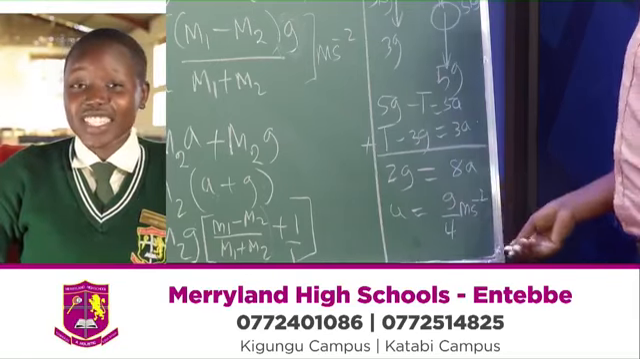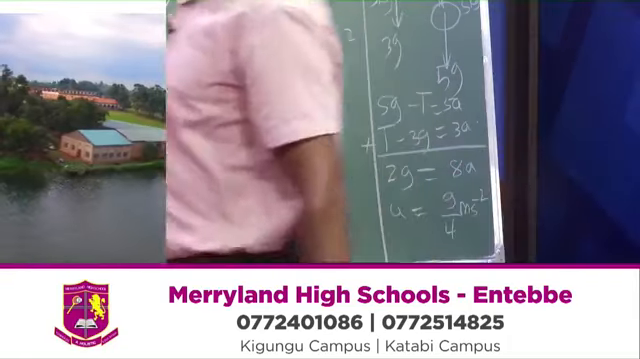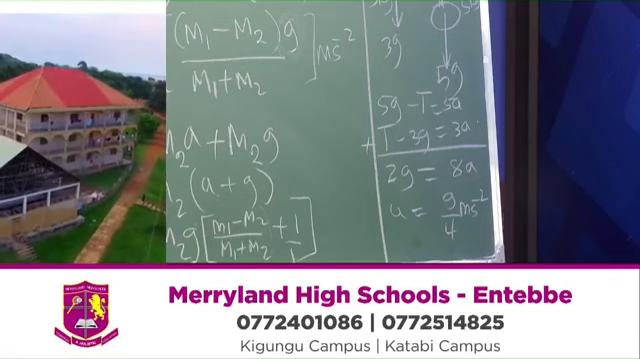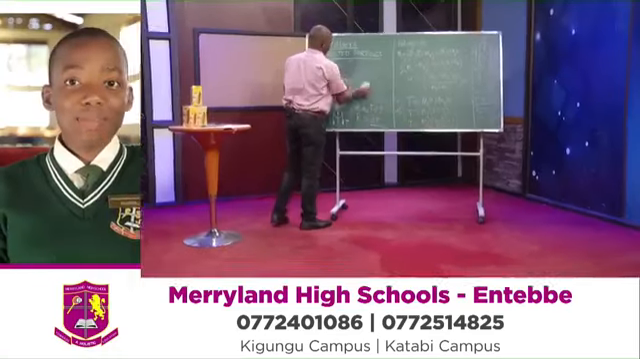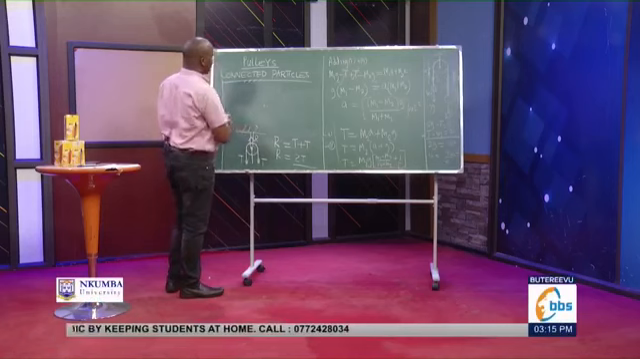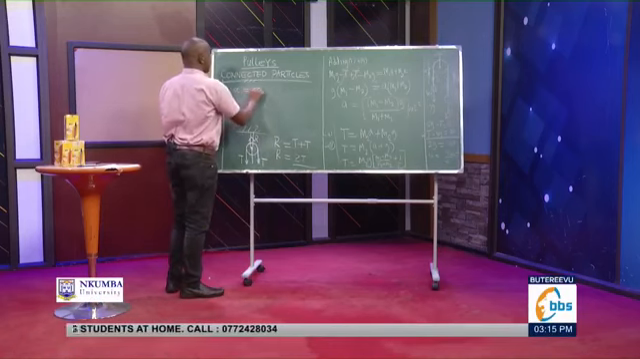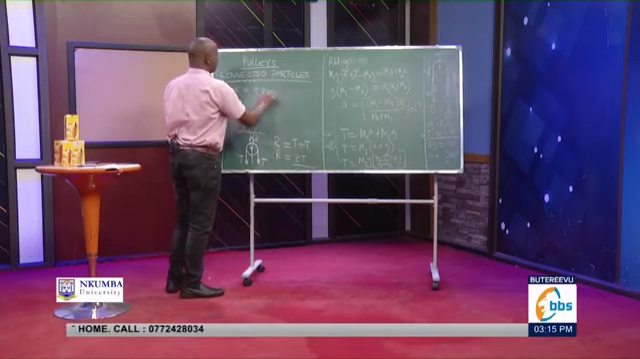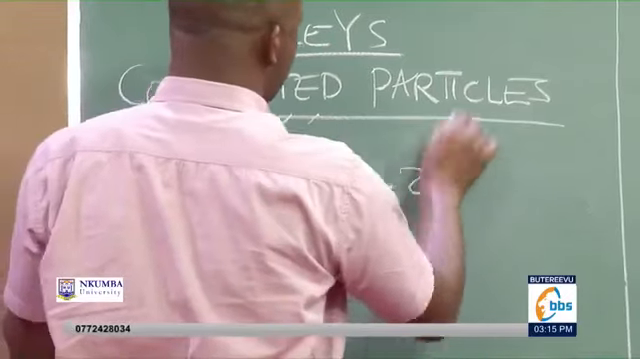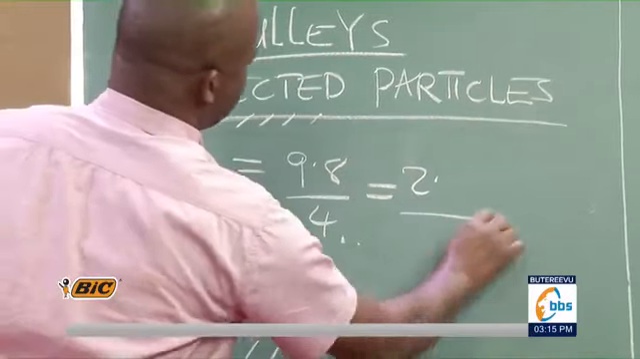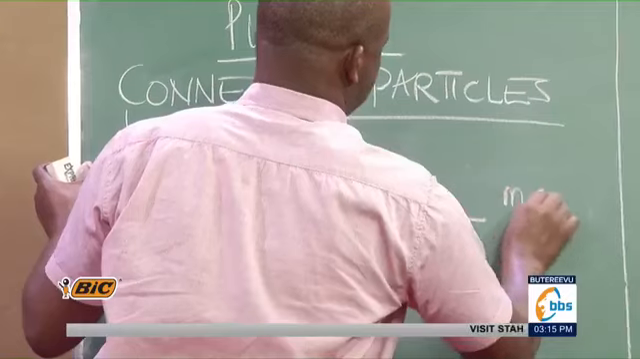If G is given, like it will always be the case, then G can be substituted, and we would get our acceleration as 9.8 divided by 4, which should give you 2.45. You can use your calculators.